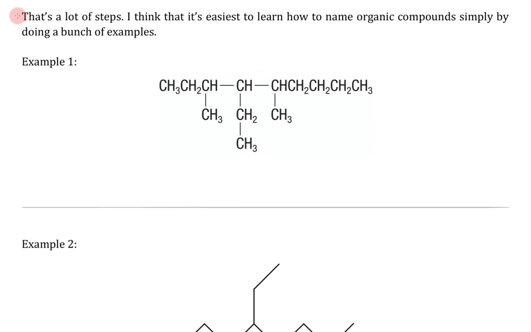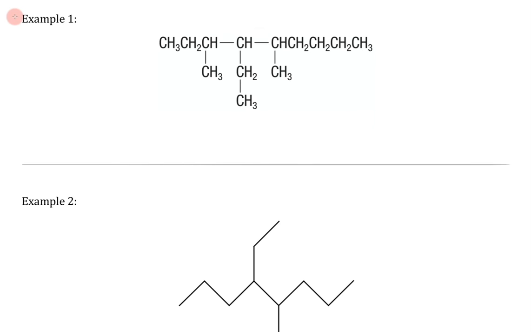Okay, and you can see that I wrote here, that's a lot of steps. I think it's easiest to learn how to name organic compounds simply by doing a bunch of examples. As I said earlier, this is something that you get better at with more practice. So we're just going to go straight into our first example. All of the rules are written in this handout for you to refer back to, but I don't think they're that helpful until you've actually done some examples to see how it works.